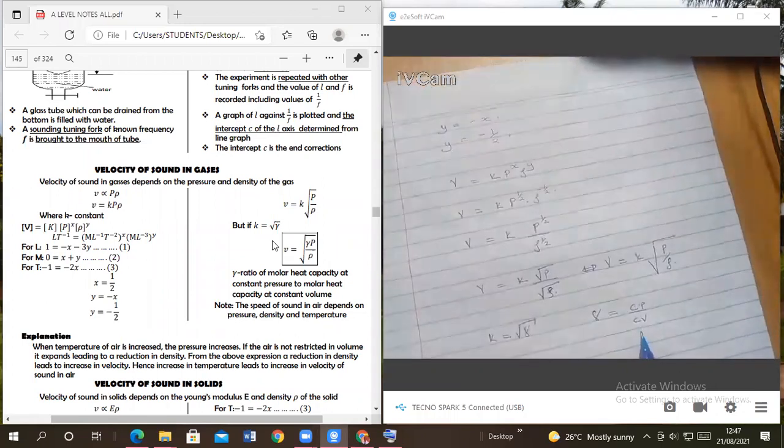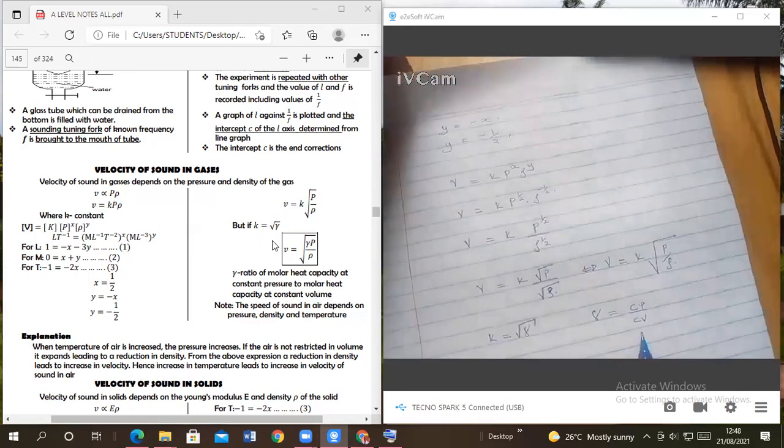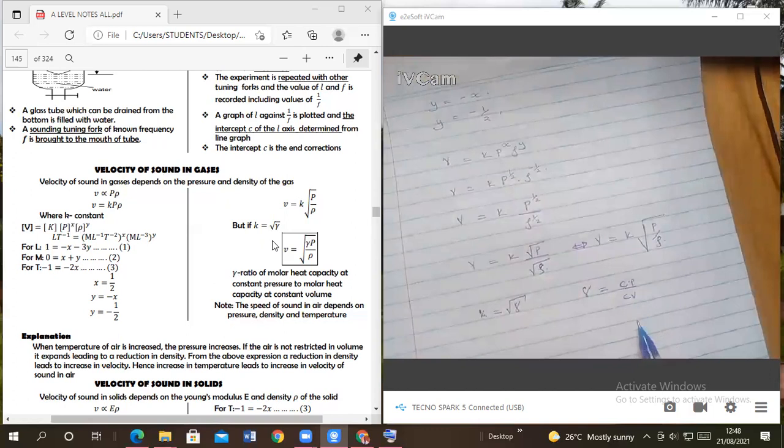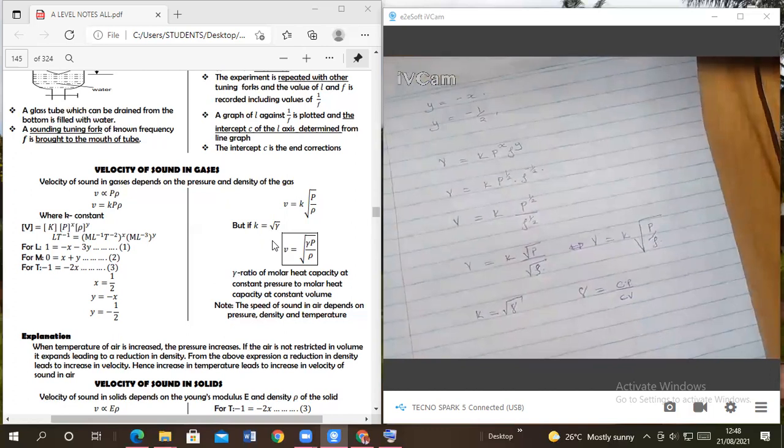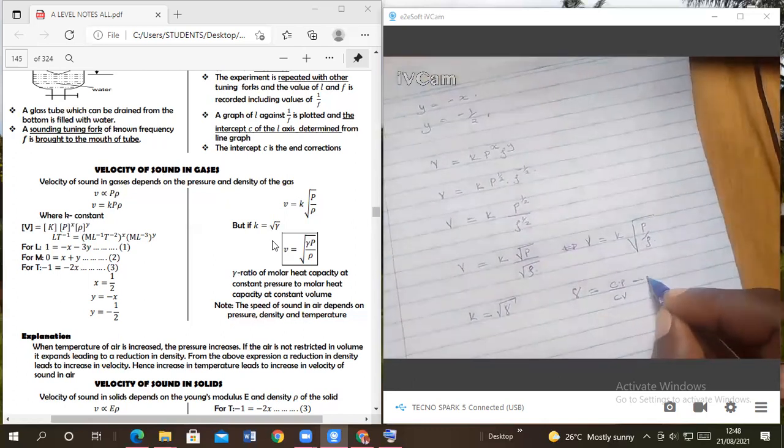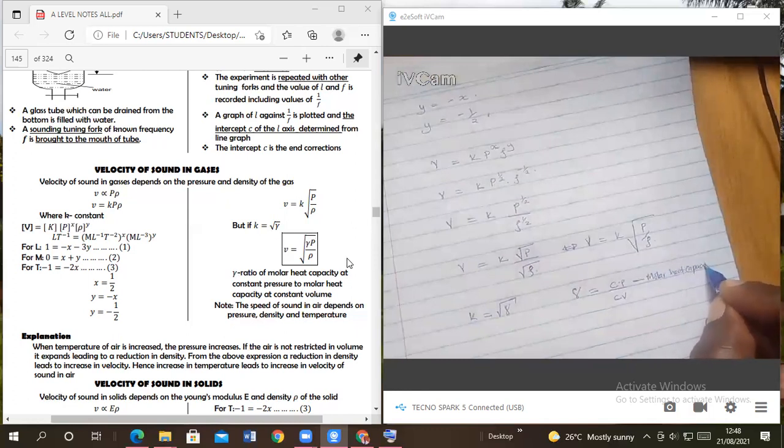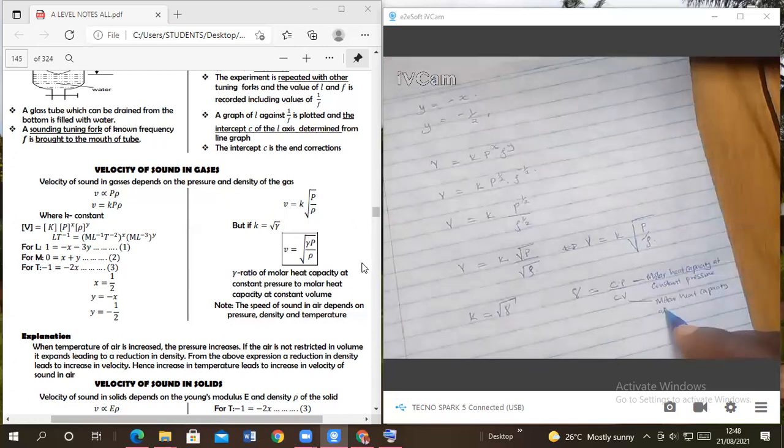Have you studied this under heat? Molar heat capacity at constant... You have not done heat. Okay, let me say then. So this is molar heat capacity at constant pressure. And this one is molar heat capacity at constant volume.